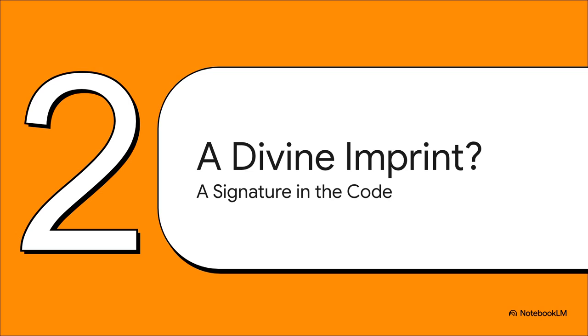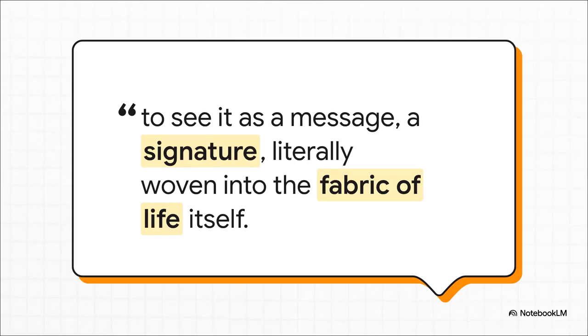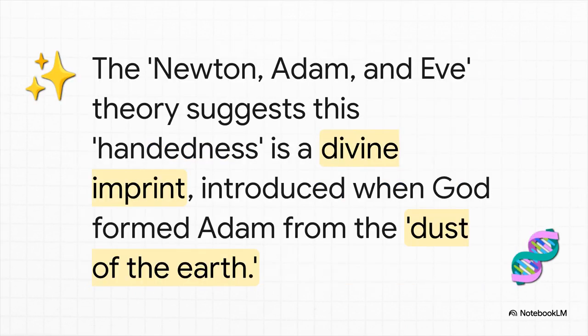Our sources, though, they look at this problem through a completely different lens. This quote just totally reframes the mystery. It suggests we're asking the wrong question. Maybe it's not about how this happened physically, but why? What if we're supposed to see it not as a random accident, but as something deliberate, a feature, not a bug, a signature? So, the source material proposes this theological answer it calls the Newton Adam and Eve theory.